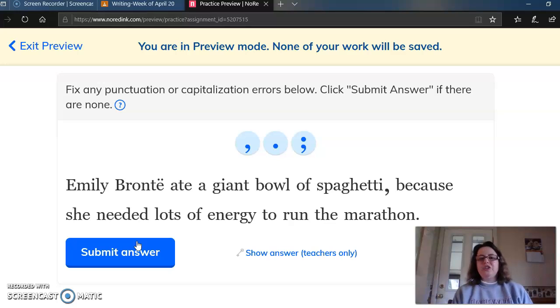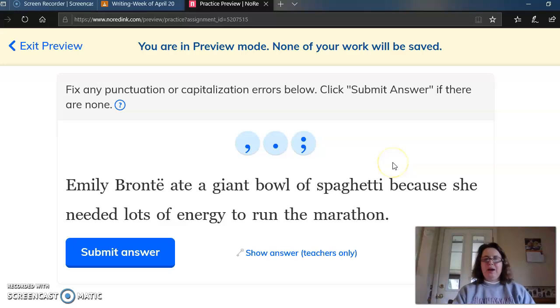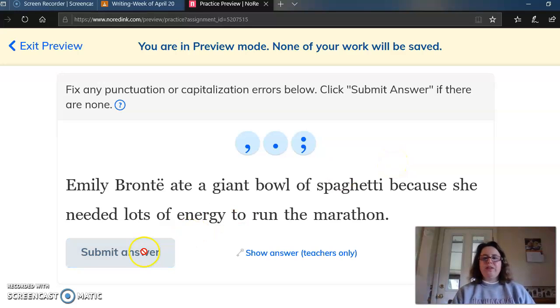Emily Bronte ate a giant bowl of spaghetti because she needed lots of energy to run the marathon. Okay, Emily Bronte, the famous author of Wuthering Heights, ate a giant bowl of spaghetti. That's a complete sentence. She needed lots of energy to run the marathon. That's a complete sentence. So we're going to go up and eliminate the comma. I know sometimes this thing sticks a little bit, or maybe it's just my ineptitude with it. So you might have to try it more than once.